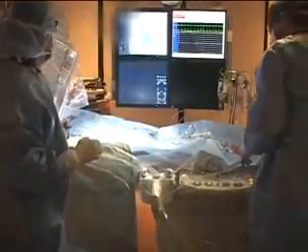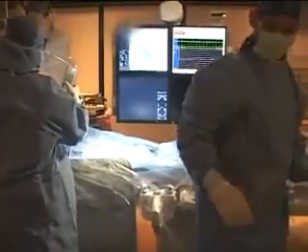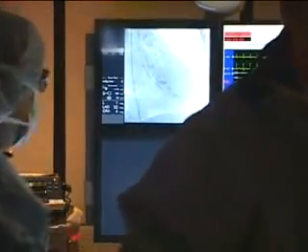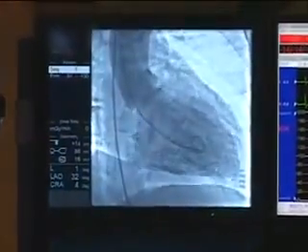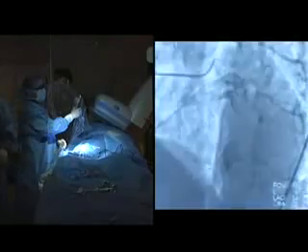So this gentleman has an occluded right coronary artery, which is likely recent. His last prolonged episode of chest discomfort was today. So he's having ongoing discomfort. He has damage to the inferior or bottom wall of the heart, which suggests that he's in the process of having what we call a myocardial infarction or heart attack. The left system looks fine. So we are going to go ahead and open up the right coronary artery.